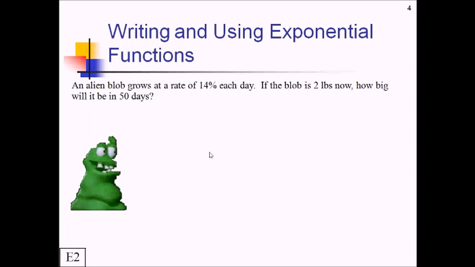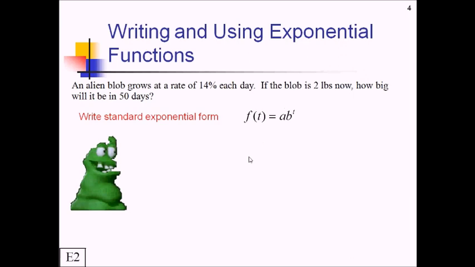Let's do an actual real-life problem now. Let's say we have an alien blob growing at a rate of 14% each day. If the blob is 2 pounds now, how big is it going to be in 50 days? So first we'll start with our exponential form. That would be a b to the t. And now we need to figure out a, b, and t and just plug it all in.